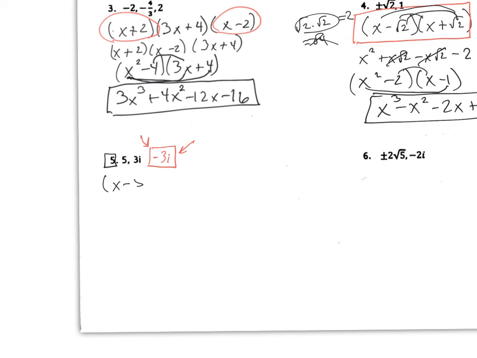We have x minus 5, x minus 3i, and x plus 3i. So we got to remember some other things about i. i squared is equal to negative 1.